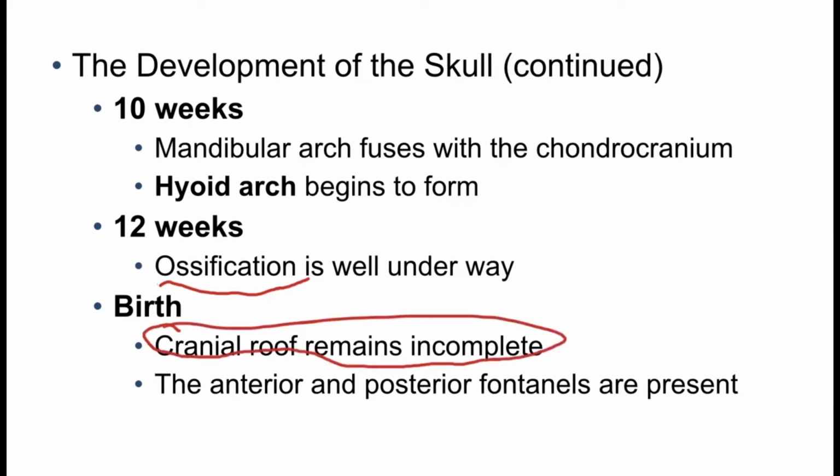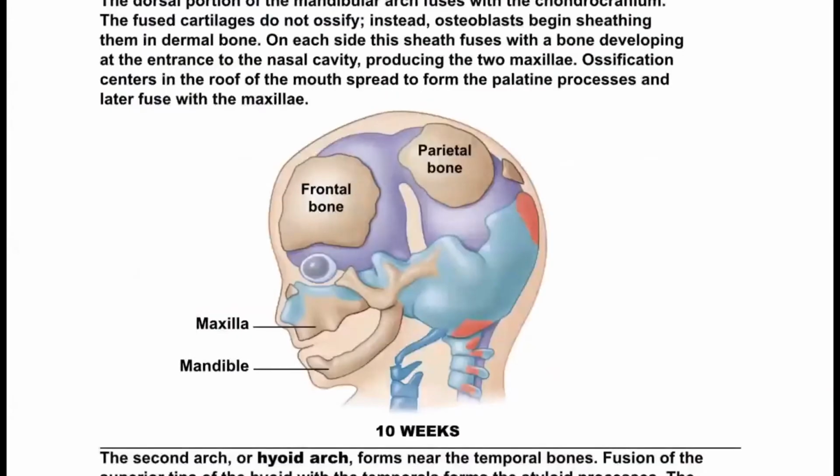Those are your fontanelles, your anterior fontanelle and your posterior fontanelle. That's so when the baby goes down the birth canal, the head can deform. It can squish down. You can't bend bone, but you can bend cartilage, so the cartilage can bend and the baby's head can distort as it makes its way down the birth canal. So your anterior and posterior fontanelles are present at birth. The skull is not completely calcified, not completely ossified at birth.